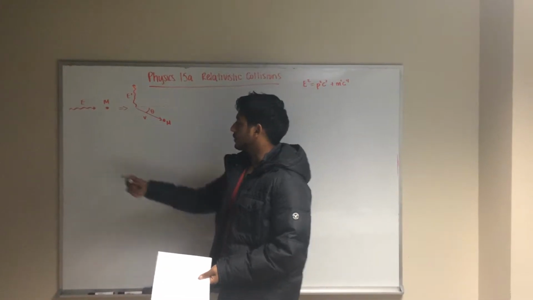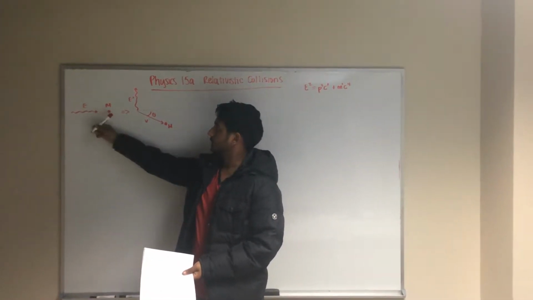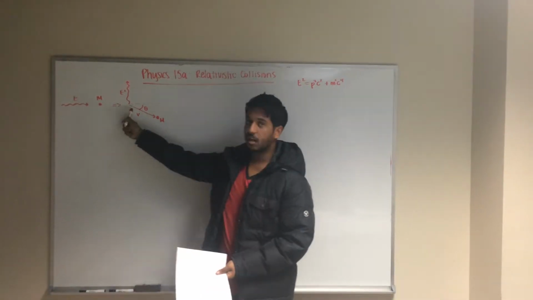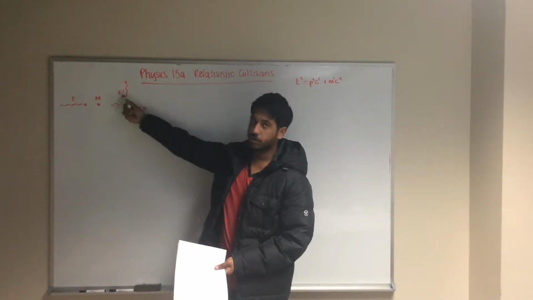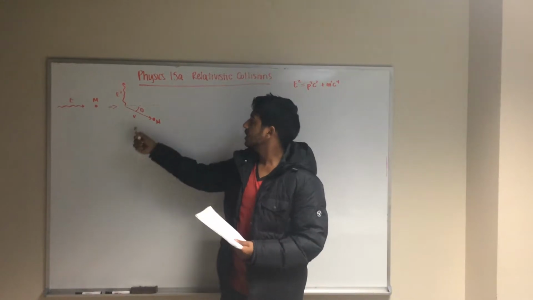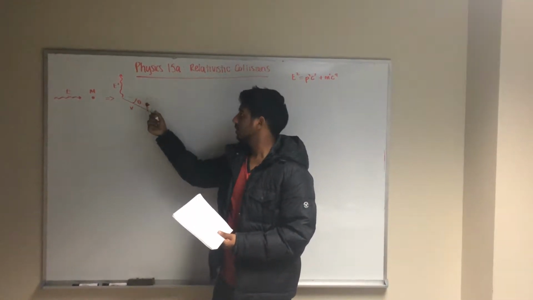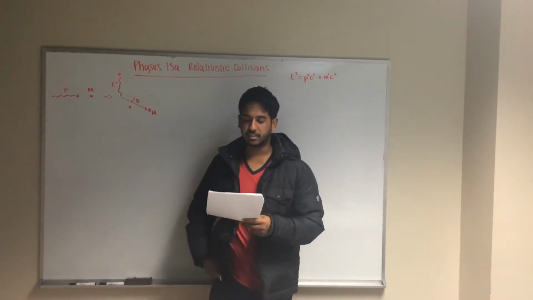The initial thing is that a photon approaches a particle at rest with mass m, and then it deflects off perpendicularly with a new energy, and that's what we're trying to find. And the mass comes off with velocity v at angle theta, and it still remains at the same mass.